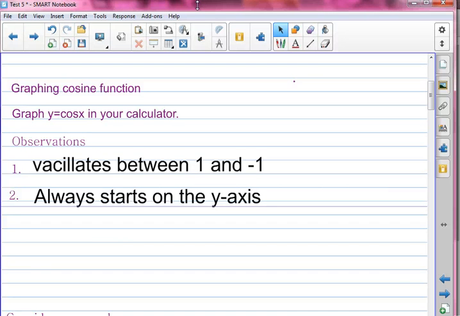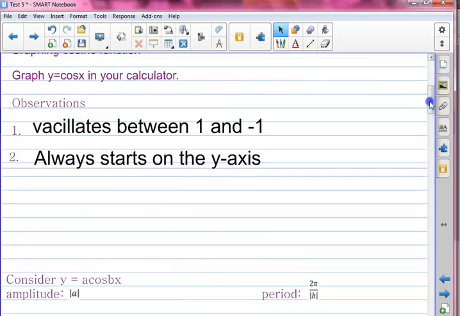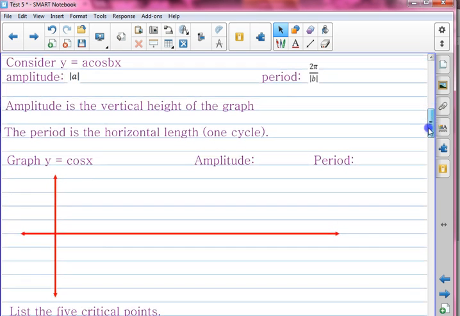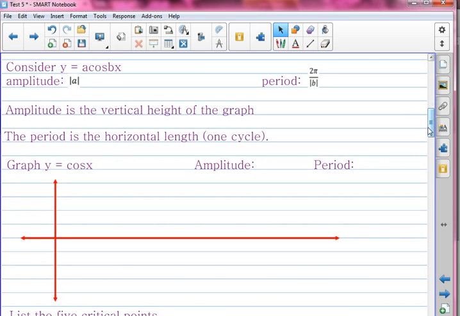So, my observations: it vacillates between 1 and -1, and it always starts on the y-axis. Make sure you know that. Consider y equals a cosine of bx. That's the same thing as yesterday, only now it's cosine instead of sine. The amplitude is the absolute value of a, just like yesterday. The period is 2 pi over the absolute value of b, just like yesterday. Amplitude is the vertical height of the graph. The period is the horizontal length, just like yesterday.